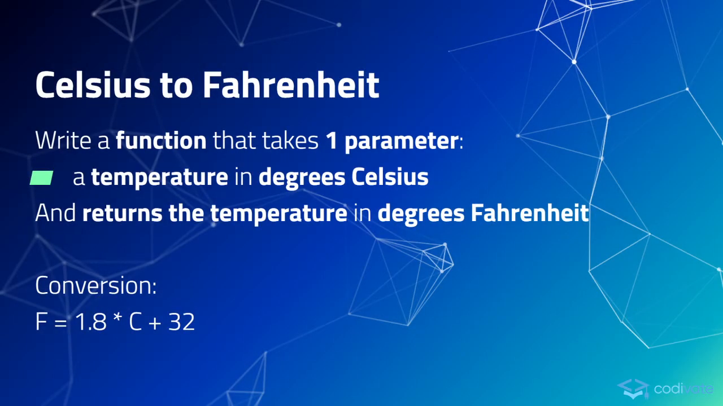For our first practice problem, we have to write a function. This function takes one parameter, a float temperature in degrees Celsius, and it's going to return the temperature in degrees Fahrenheit. Just as a note, the conversion from Celsius to Fahrenheit is that 1.8 times the temperature in degrees Celsius plus 32 is equal to the temperature in degrees Fahrenheit. Now would be a good time to pause the video, try to attempt it yourself, and resume when you're ready to review the solution.